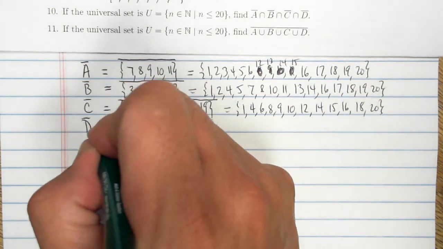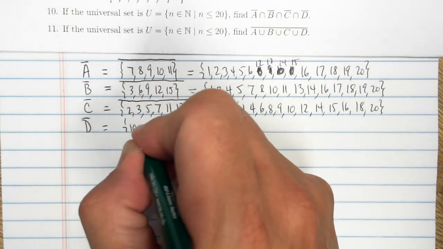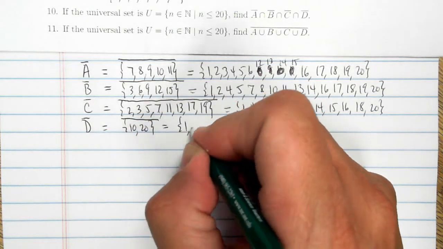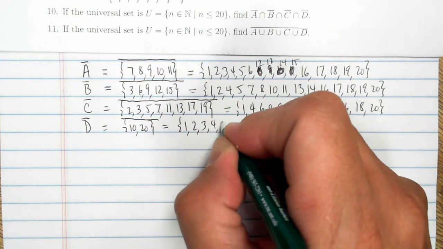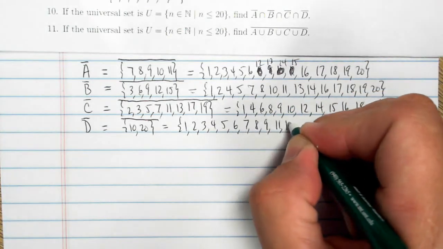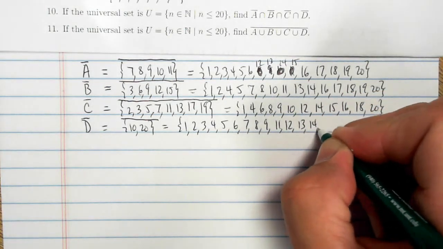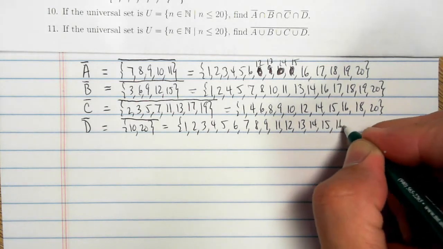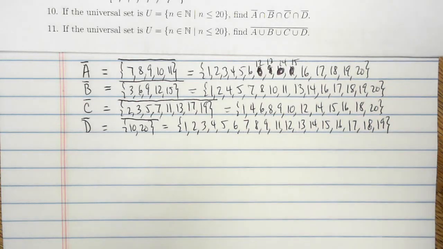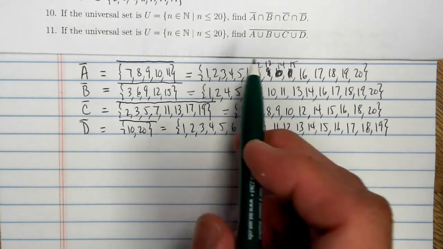And then finally D complement. D was only 10 and 20. And so that'll be everything except for 10 and 20. So that'll take me a while to write this out, but everything except for 10 and 20, between 1 and 20. Okay, so those are the 5 sets.